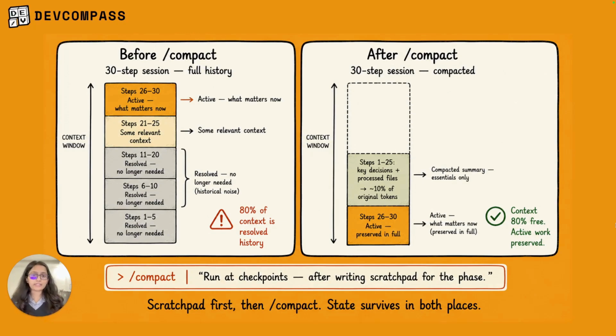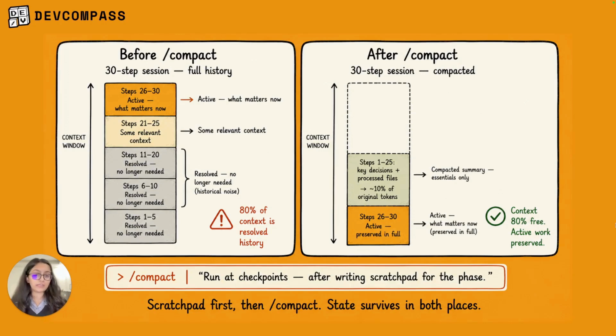If you look at the right card after /compact, the same session, same point in the work, but /compact has run. The previous 25 steps are now compressed into a structured memory. Key decisions, the list of processed files, the open questions, roughly 10% of original tokens. The most recent 5 steps are preserved in full. They are the active working context, and the context window is 80% free again.